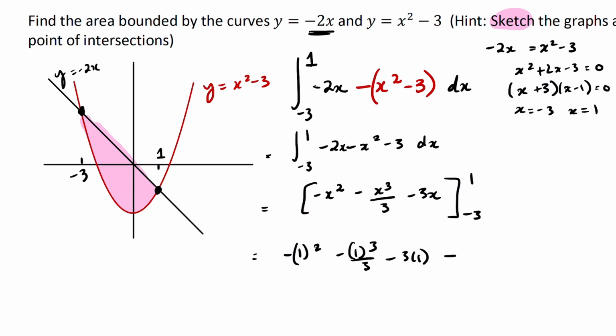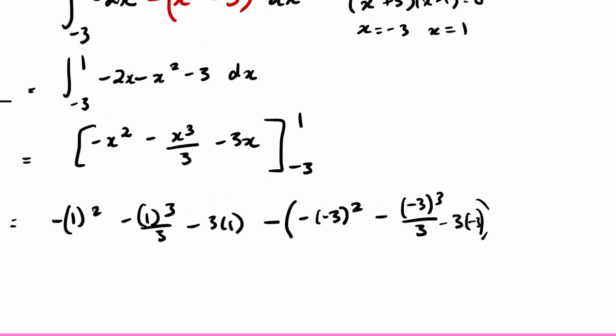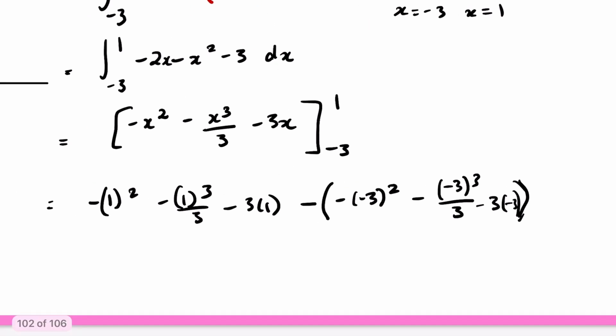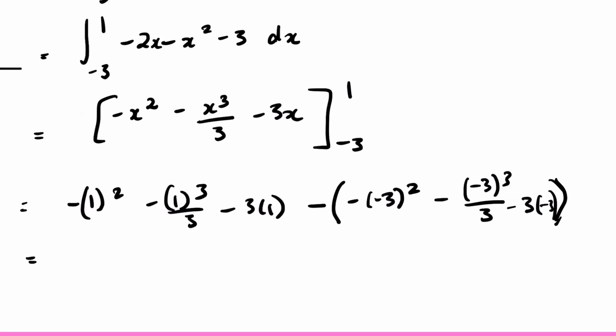Minus, again, you need to subtract everything. So I'm just going to chuck the bracket in. Negative 3 squared minus, there's so many negatives right now, minus 3 times negative 3. All right. So negative 1 squared is just negative 1. This will be negative 1/3 plus 3.